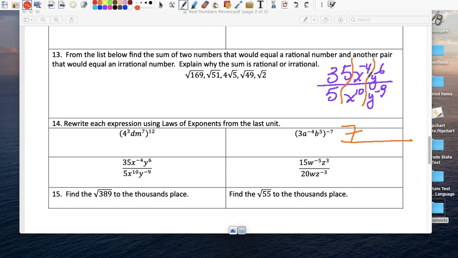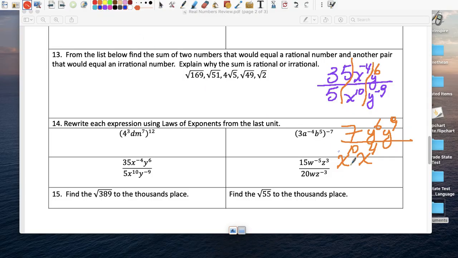That's done. Check. The x's, well, x to the negative 4 travels, becomes positive, goes downstairs. X to the 10th is just positive, so it stays where it is. Let's do the y's. Sorry, y to the negative 6 is not right, so it's y to the 6. Y to the 6 is positive, stays where it is, in the numerator. And y to the negative 9, that goes up to the numerator and becomes positive.